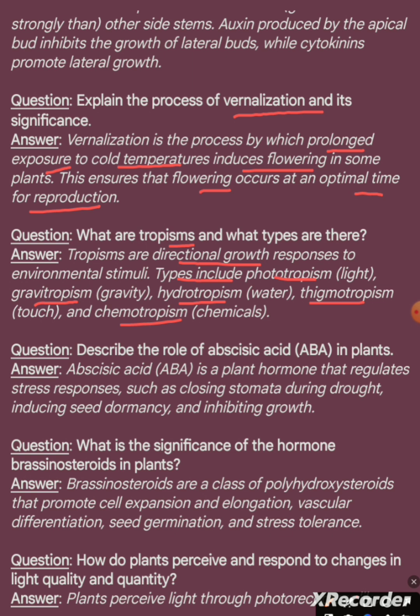Next question. Describe the role of abscisic acid in plants. Answer: Abscisic acid, ABA, is a plant hormone that regulates stress responses such as closing stomata during drought, inducing seed dormancy, and inhibiting growth.